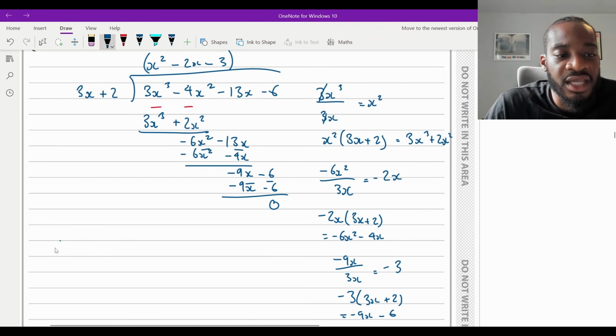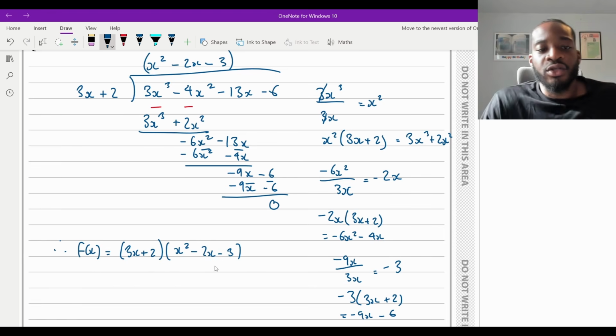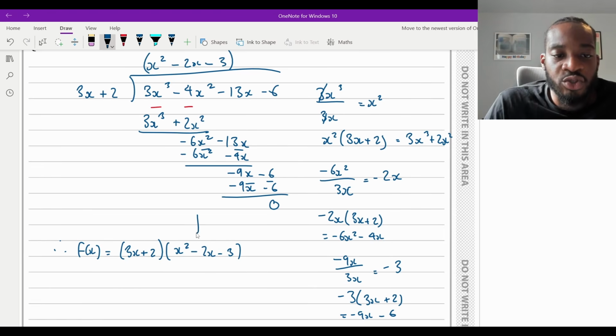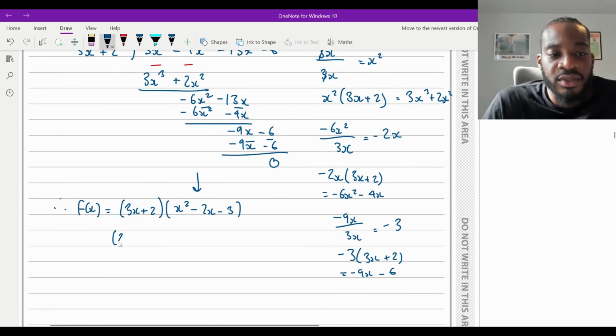So we can say that f of x, the cubic function, is actually the same as 3x plus 2 multiplied by x squared minus 2x minus 3. Now all we need to do is factor this quadratic here to get the other roots. So factoring that, let me just put this here again.